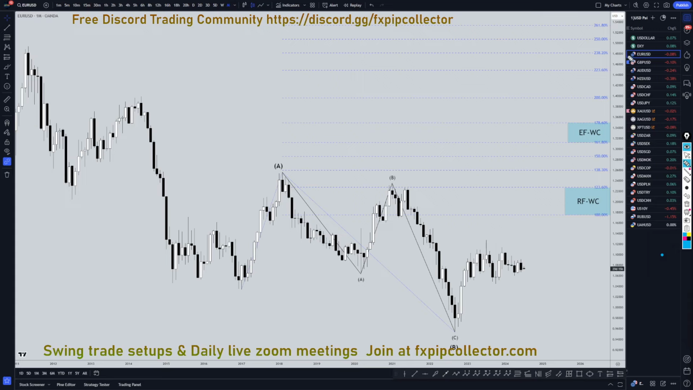I'm going to be analyzing the US dollar, starting on the monthly, working my way down to the 1 hour time frame for the full top-down analysis.